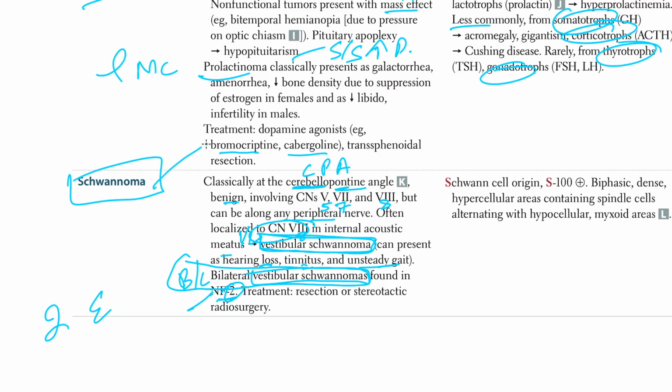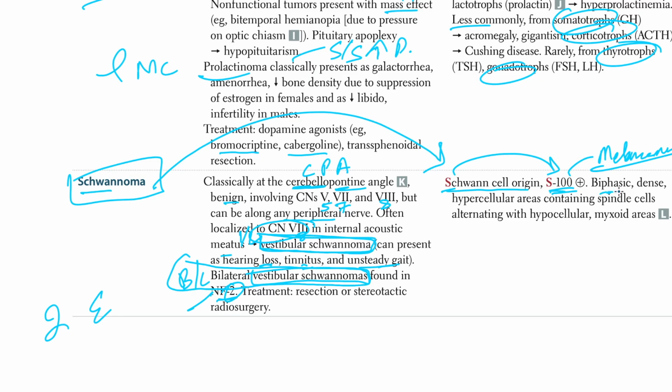So what is schwannoma itself? What's the origin? Well, as the name suggests, Schwann cells, schwannoma, right? So Schwann cells origin, they're all S100 positive. Just one thing to recall, what else would be S100 positive? That's going to be melanoma. But we will talk about that later. But here, all the S's. So Schwann cells, S100 positive.